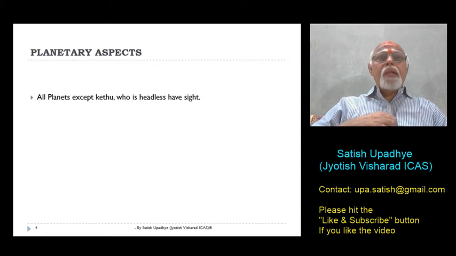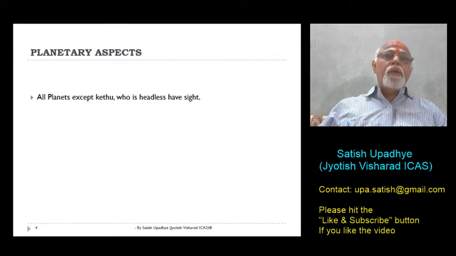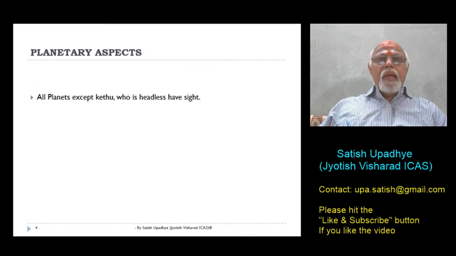Let us see the planetary aspects first, which everybody knows. Let us think which planets have the capacity to aspect other bodies. All planets except Ketu, who is headless, have this ability of aspecting other bodies. Some people also consider Ketu while arriving at the aspect part. Particularly in medical astrology, we consider Ketu's aspects as well, as per the analogy of Rahu.